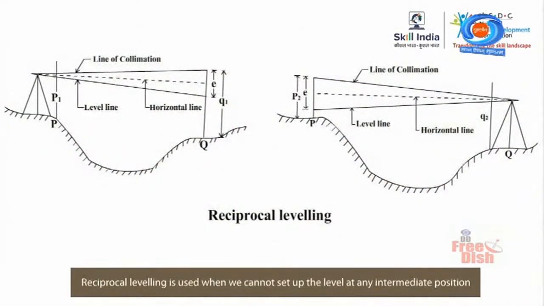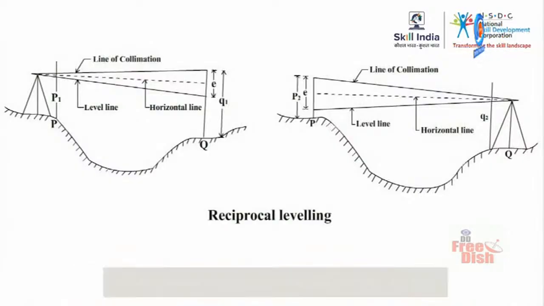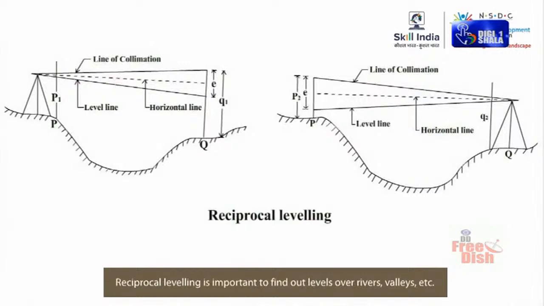Reciprocal leveling is used when we cannot set up the level at any intermediate position. Reciprocal leveling is important when we are carrying out leveling over ground features like rivers and valleys.